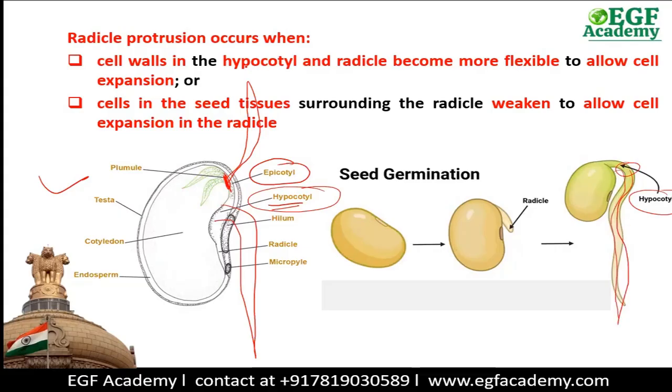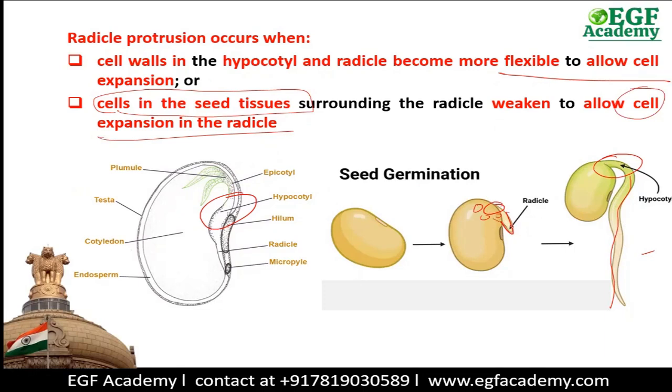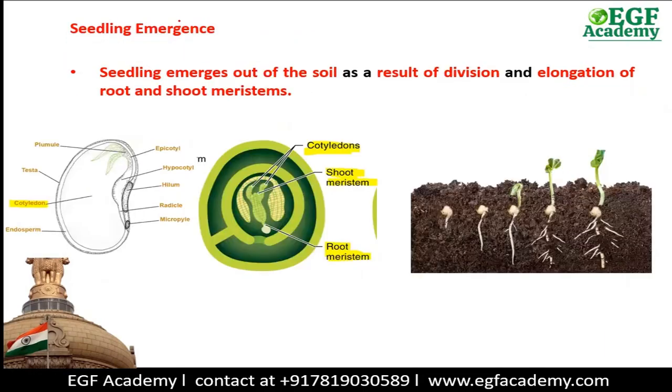So the cell walls in hypocotyle and radical, this one is the radical which has become elongated, and the region of the hypocotyle, this region, the cells of this region are elongated. They expand so that it can elongate. The cells in the seed tissues which are surrounding the radical, this portion, also become very flexible so that the seeds can expand inside the radical and it can elongate. Seedling emergence. So now through this process, the seedling emerges here.